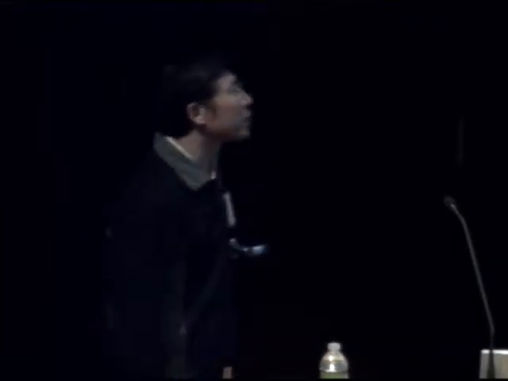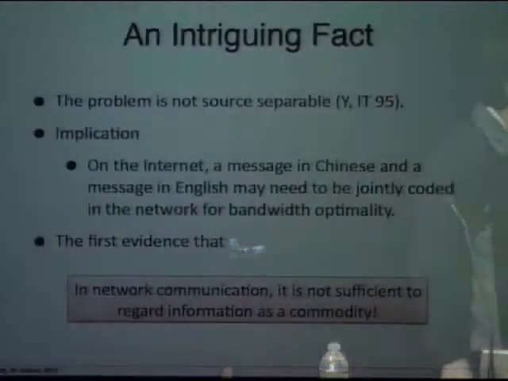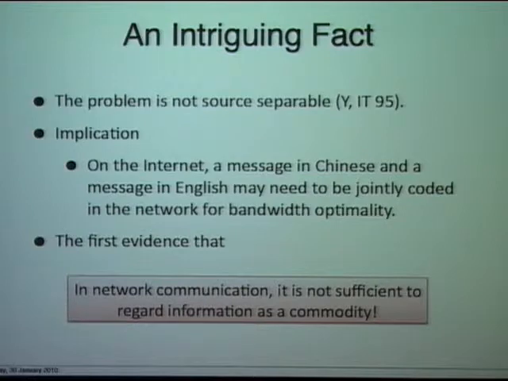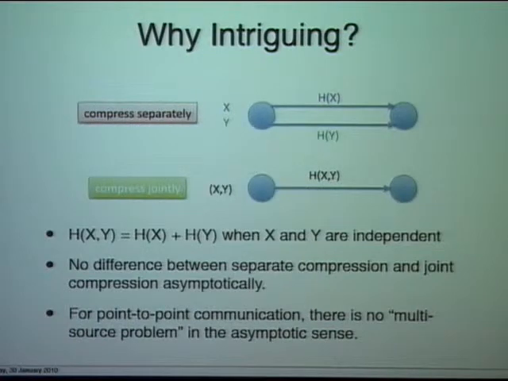So this is perhaps the first evidence that in network communication, it is not sufficient to regard information as a commodity. Okay, why is this intriguing? Now, if you don't know anything about classical information theory, this may not be something very intriguing to you. For example, it's not something very intriguing to my wife and my daughter.